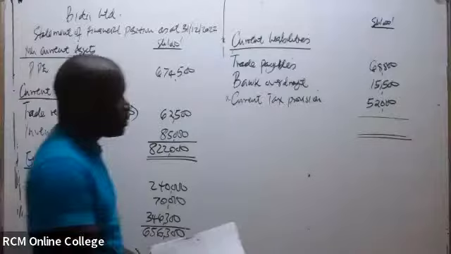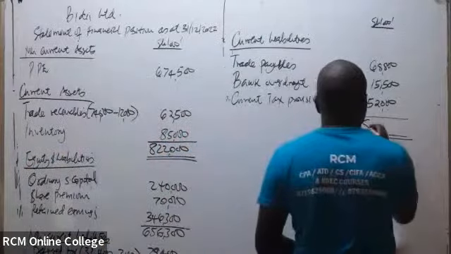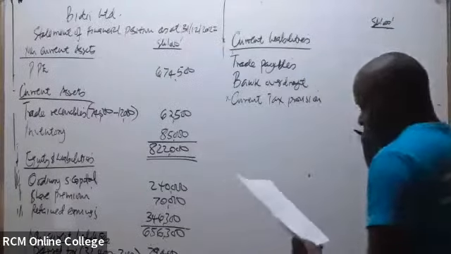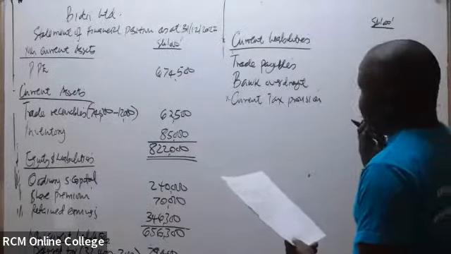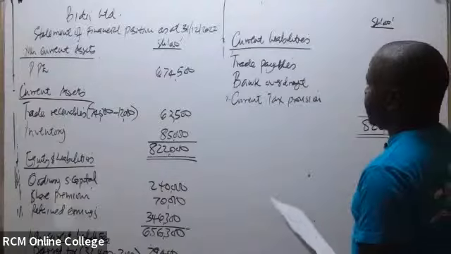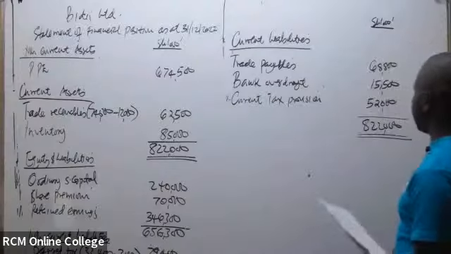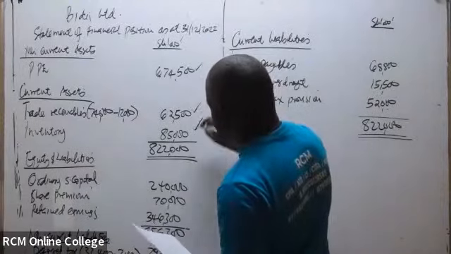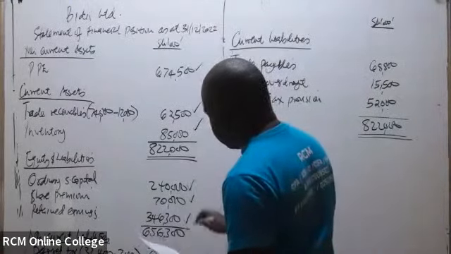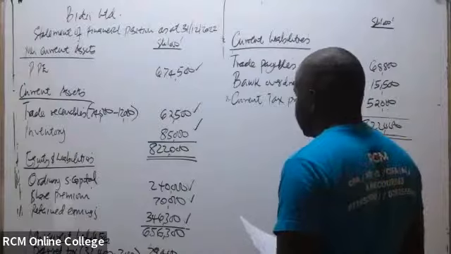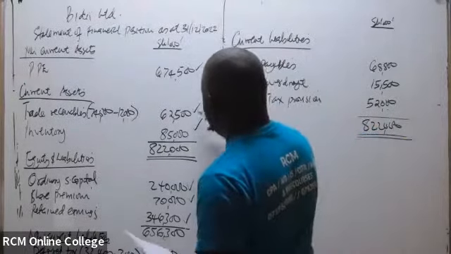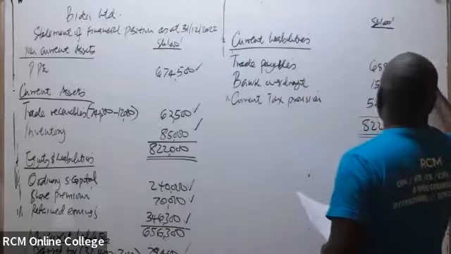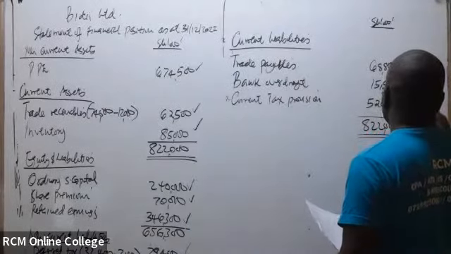$822 million. So that particular statement of financial position was 10 marks. It means for each and every entry you make, you get 1 mark. 1, 2, 3, 4, 5, 6. Every correct entry you make, you get 1 mark. 1, 2, 3, 4, 5, 6, 7, 8, 9, 10. So you would have gotten 10 marks.